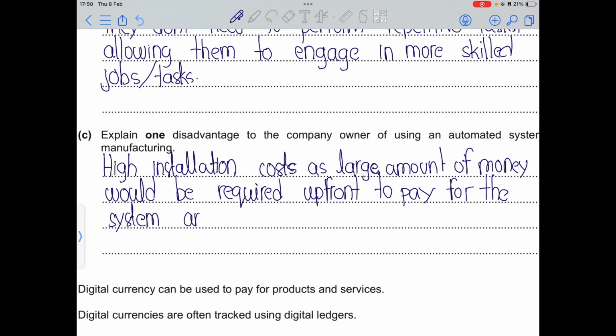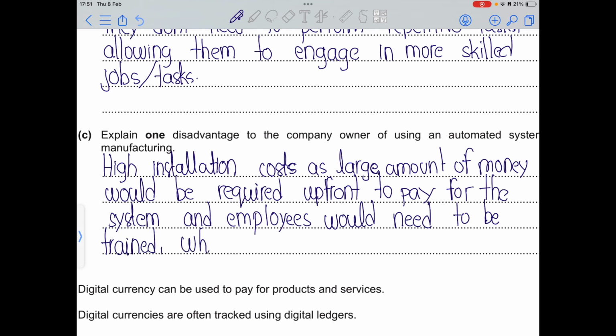And employees would need to be trained, which is definitely expensive.